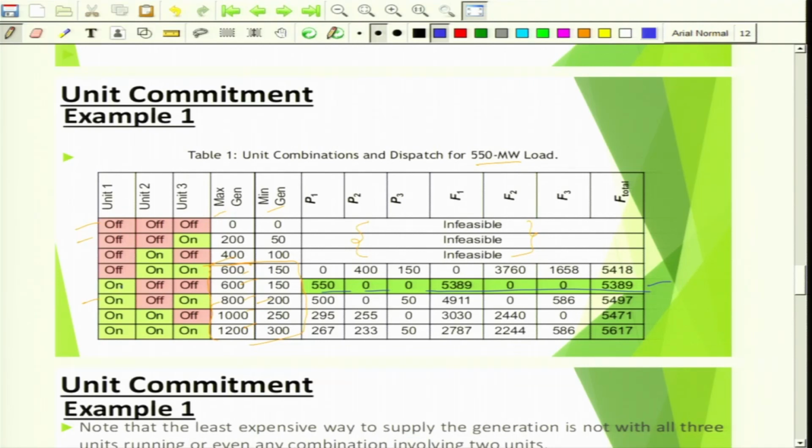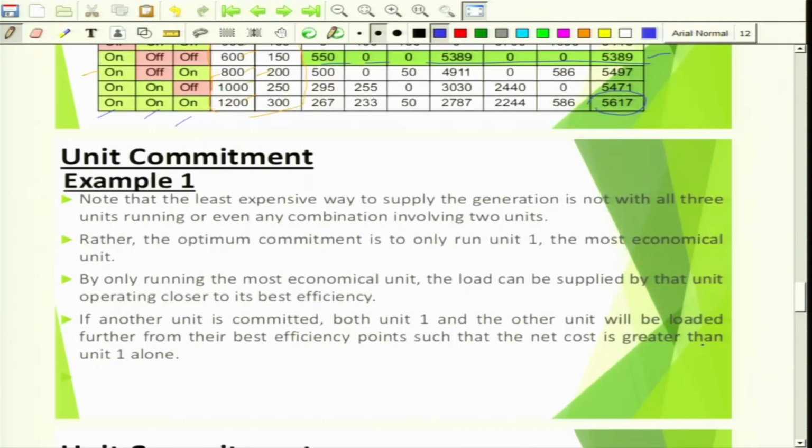That means just by turning on unit 1, you can meet the load demand, and that would be most economical also. You need not consider turning on unit 1, unit 2 and unit 3, and that would give a much higher cost. Note that the least expensive way to supply the generation is not with all 3 units running or even any combination involving 2 units. Just 1 unit can meet the load demand. Rather, the optimum commitment is to only run unit 1, the most economical unit. By only running the most economical unit, the load can be supplied by that unit operating closer to its best efficiency. If another unit is committed, then you are forced to move from the optimal point to a suboptimal point.